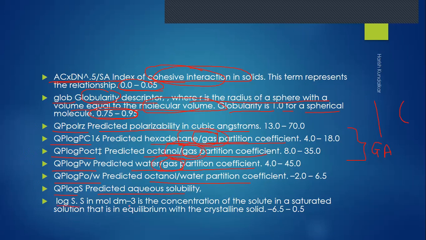Log S is solubility in moles per decimeter cube. This is the concentration of the solute in saturated solution that is in equilibrium with the crystalline solid, and this value should be between minus 6.5 and plus 0.5. So minus 6.5 means it is heavily water soluble, whereas plus 0.5 means it has a good amount of water solubility. Anything that is higher than 0.5 would be really bad as far as water solubility is concerned.